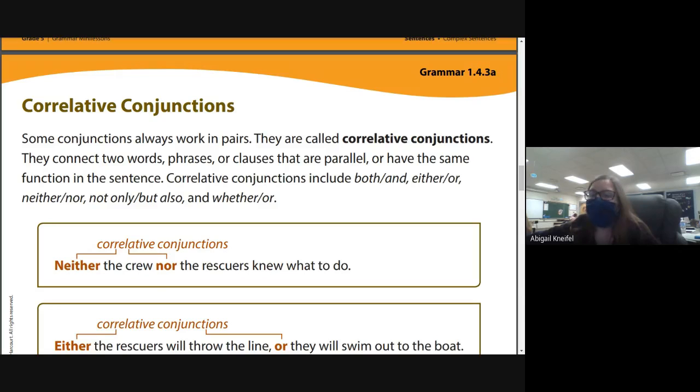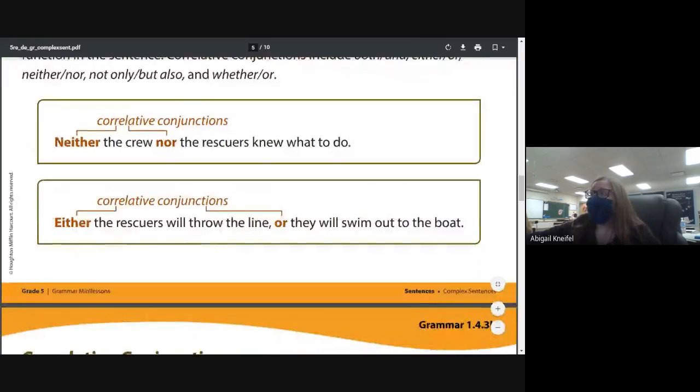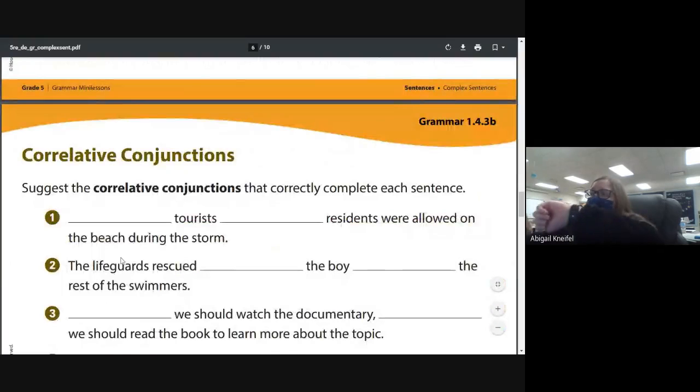Anyone? I think there's one that fits really good. If Mrs. Kneifel was writing this sentence, I would say the lifeguard rescued not only the boy, but also the rest of the swimmers. That's what I would say. So not only the boy, but also the rest of the swimmers, okay?